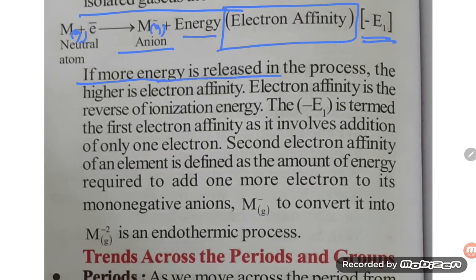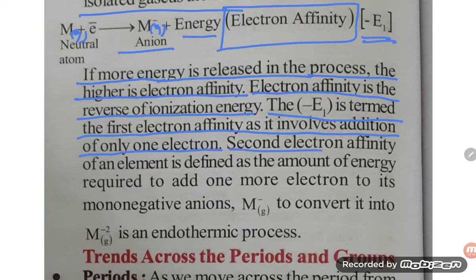If more energy is released in this process, the higher is the electron affinity. Electron affinity is the reverse of ionization energy. The minus E1 is the term for the first electron affinity, as it involves the addition of only one electron.